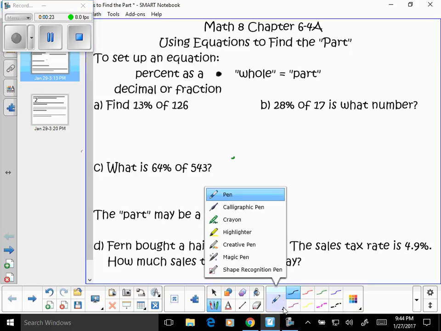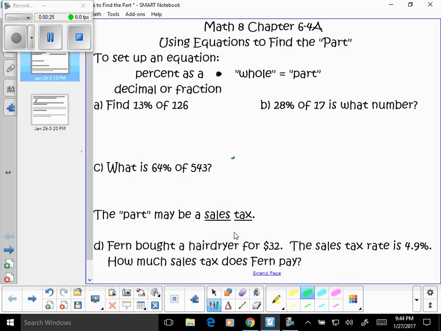Now, just like I told you, it was very important to remember that percent over 100 equals part over whole. It's going to be very important for you to remember that the percent written as a decimal or a fraction times the whole is going to equal the part. So get out that highlighter and highlight that.